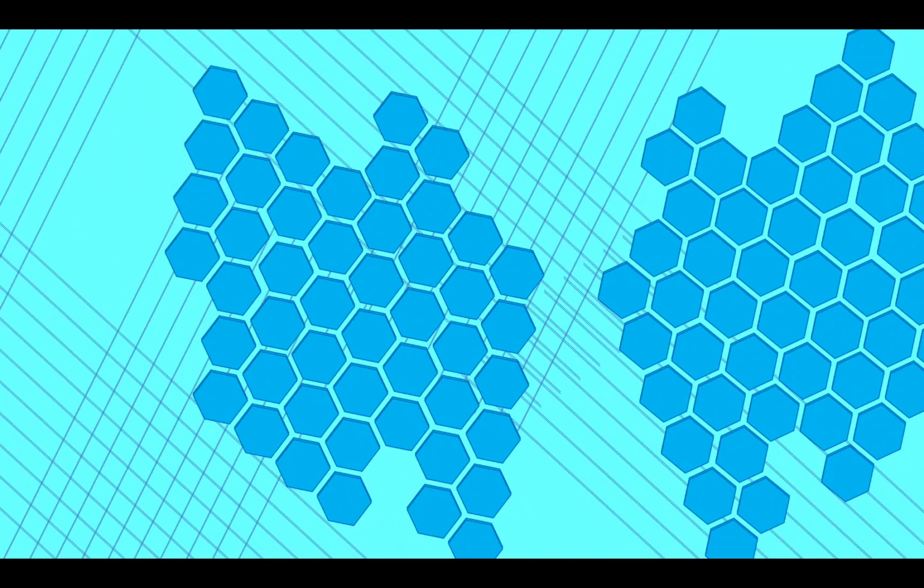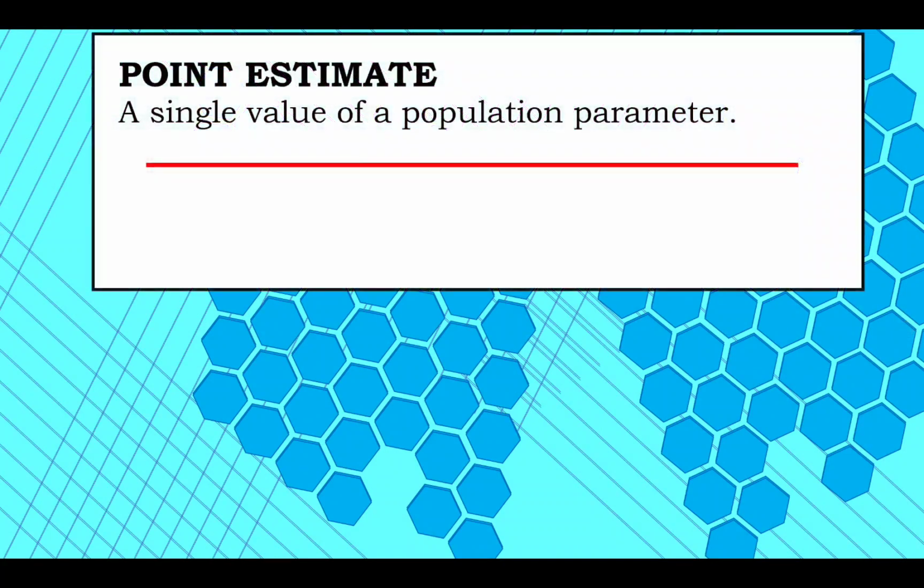What is a point estimate? A point estimate is a single value of a population parameter. One of the best known point estimates is the population mean. Let's say, for example, population mean is equal to 85. Some other examples of point estimate are standard deviation, variance, and proportion.